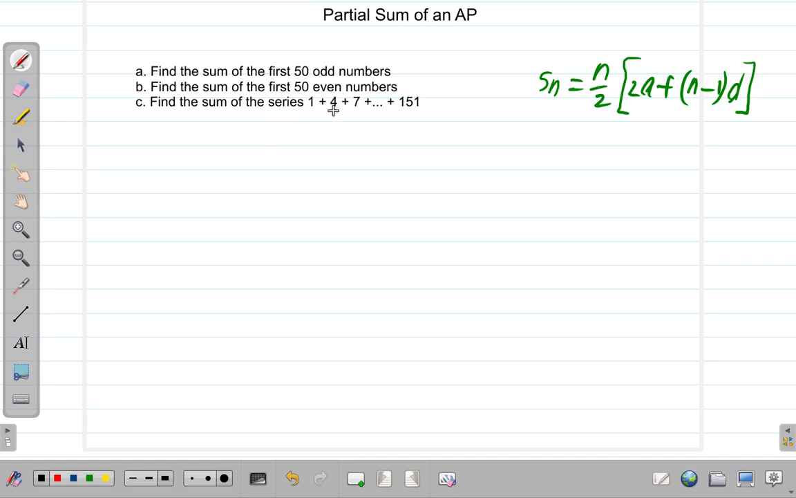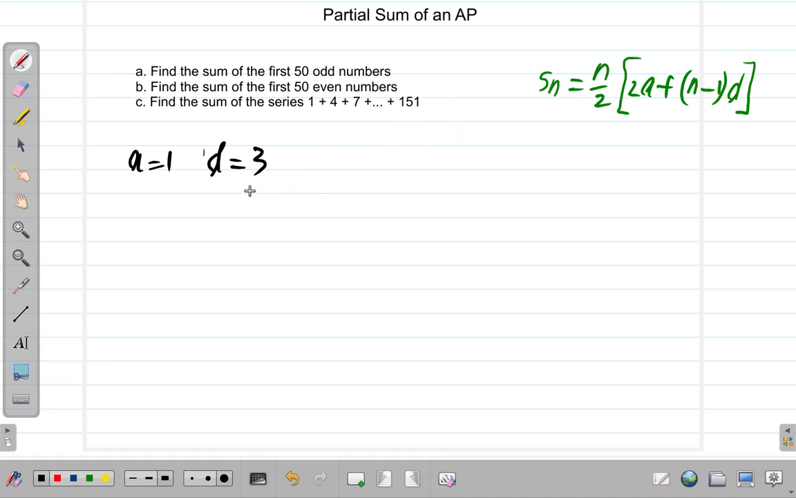Here, we have an arithmetic progression. This is an arithmetic series. 4 minus 1 gives you 3. 7 minus 4 gives you 3. You can see that the common difference here is 3. The first term is 1. Alright? But the question is, how many terms do you have? This only shows the last term, you know.